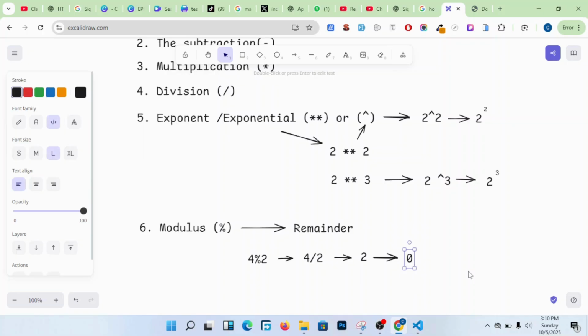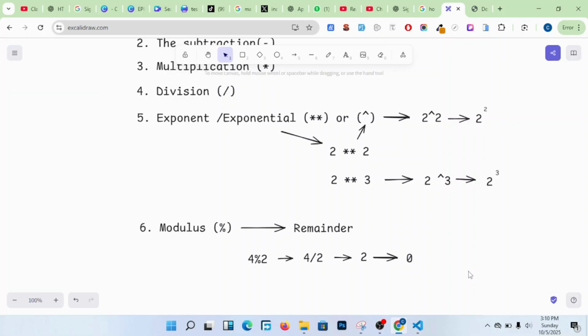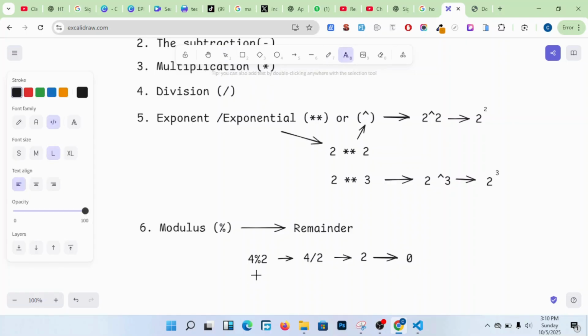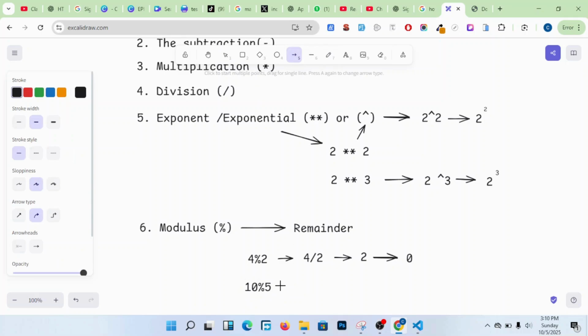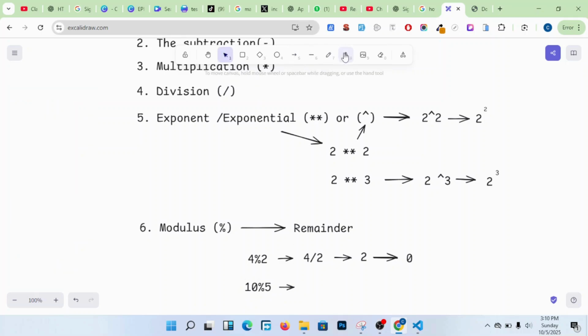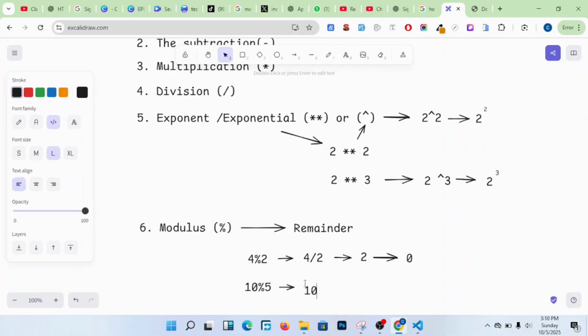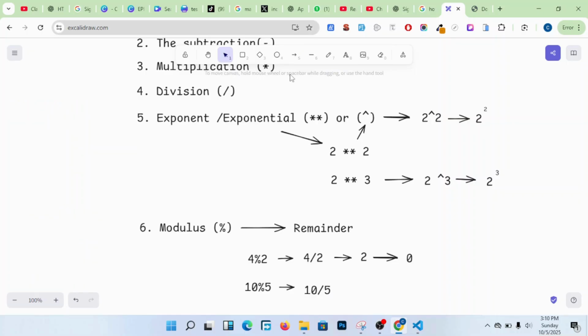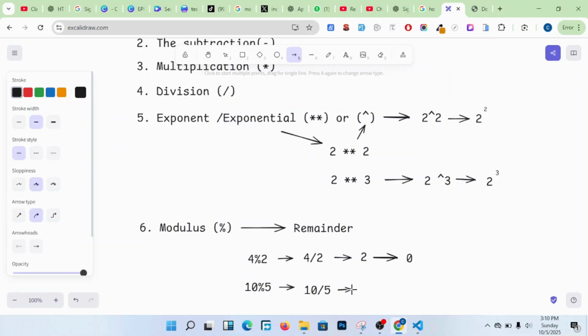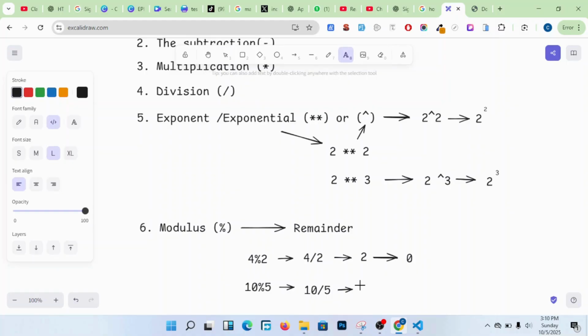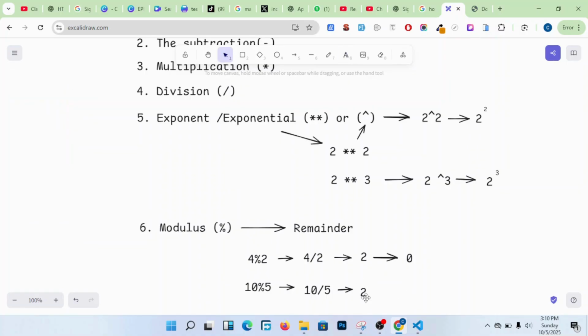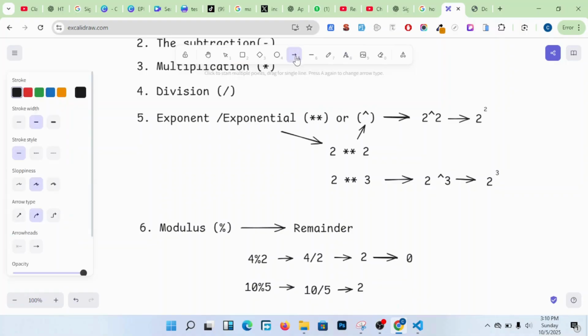Guys, understand this very well. If I come and say 10 modulus 5, that's what it means. It means that if I divide 10 by 5, what do I get at the end of the day? I get 2 as my answer. But the question is, do I have any remainder? No, there is no remainder. So my remainder is 0. Are you seeing this, guys?